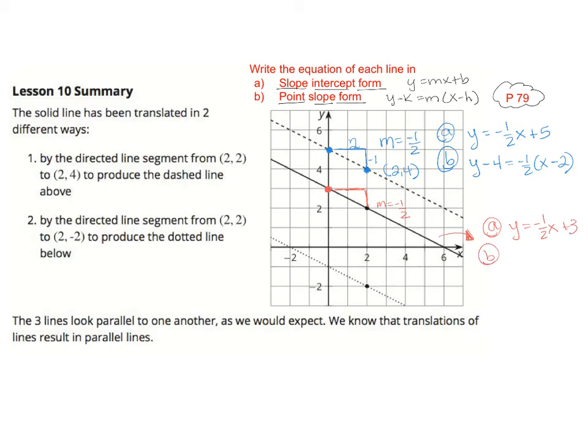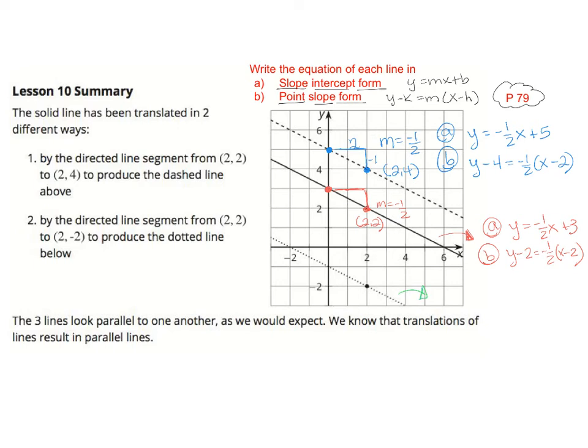And for B, I need a point to use with my slope. So let's use the point that they identify. What is that point? 2, 2. So let's write the equation in point-slope form. So this would be y minus my y-coordinate of 2 equals my slope, negative 1/2, times x minus my x-coordinate of 2. Great. So let's take a look at the third line.